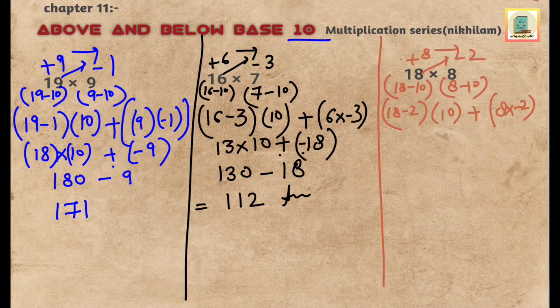Now here 18 minus 2 gives you 16, multiply by 10, and here 8 multiplied by minus 2 gives you minus 16. Now 160 plus minus makes it minus, so minus 16. So the final answer is 144.